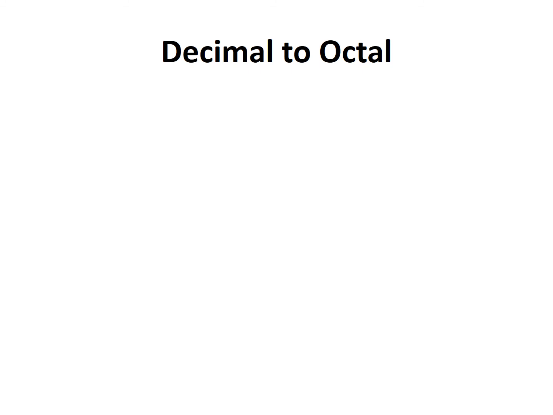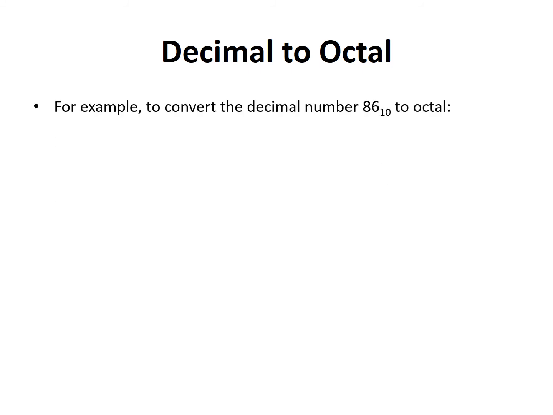This is one of the easiest methods. For example, we are going to convert the decimal number 86 base 10 to octal. First we need to divide it by the system radix. The octal radix is 8, so we divide by 8. Dividing 86 by 8, we get the answer 10, and the remainder is 6, since 10 into 8 is 80.